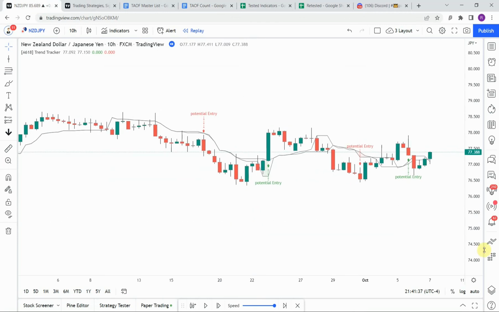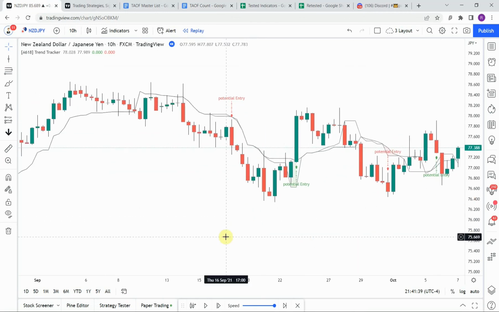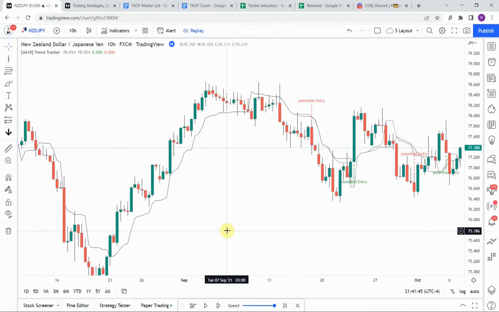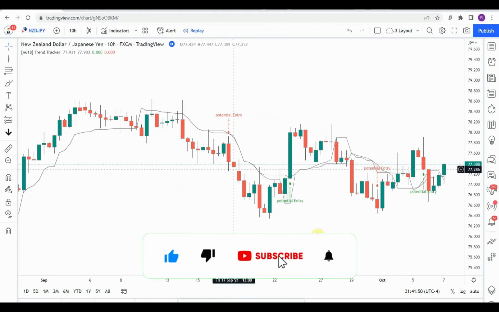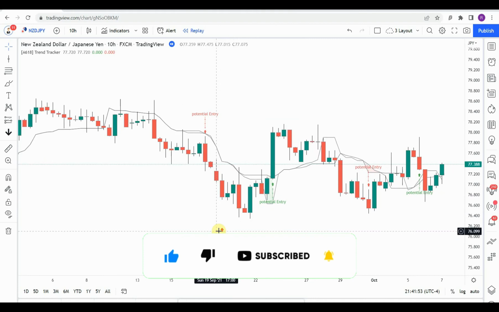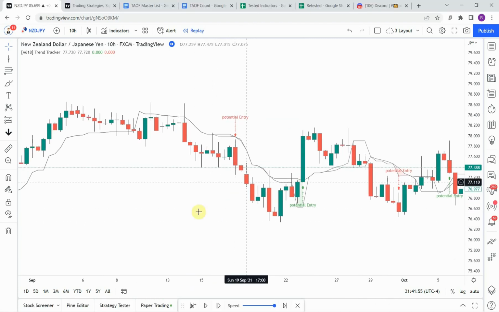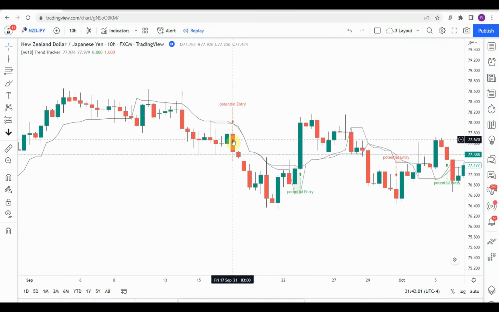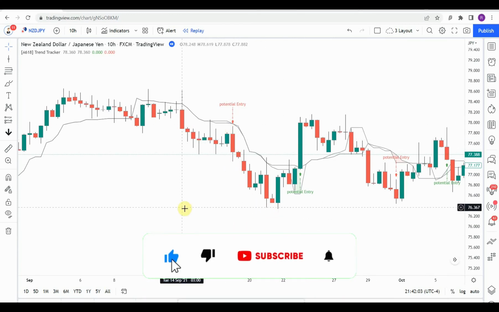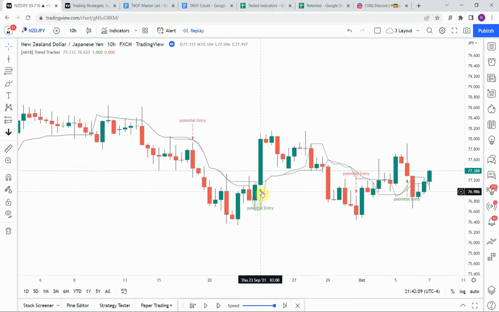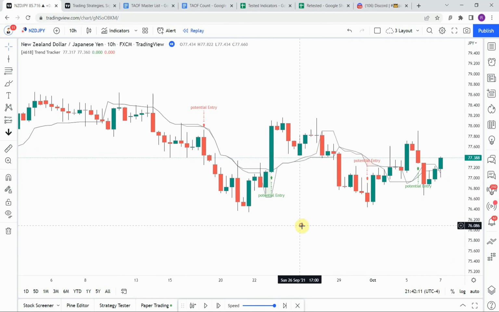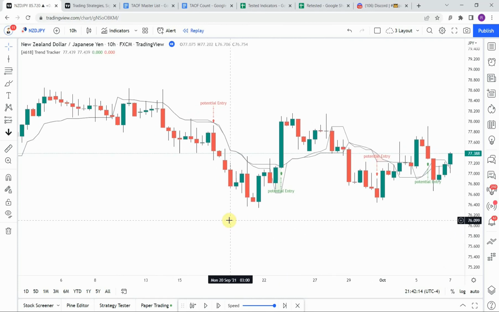Okay, so today we are looking at an advanced testing of the trend tracker indicator. And this particular indicator here gives us these buy and sell signals. And so when we get a red arrow like this here, it says potential entry. That is where we took the short signals in the original testing video. And then of course, when we got the green arrows with potential entry, that's where we took the long entries in the original testing video.